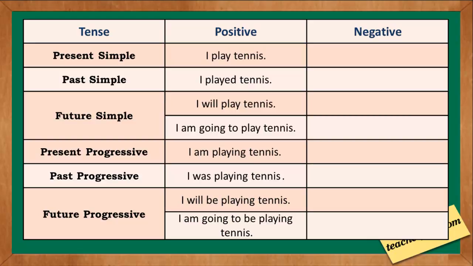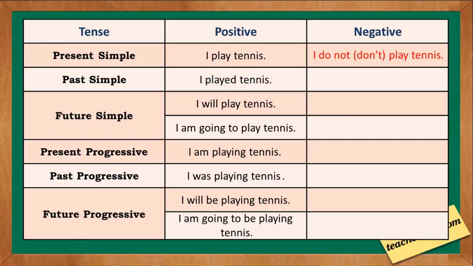Let's start with the first one, the present simple tense. For the positive sentence, we have I play tennis. If you notice, there is no auxiliary verb in this sentence, so in order to change it into its negative, we need to add a do verb. So the negative sentence will now be I do not or don't play tennis. Do is used because I is our subject.